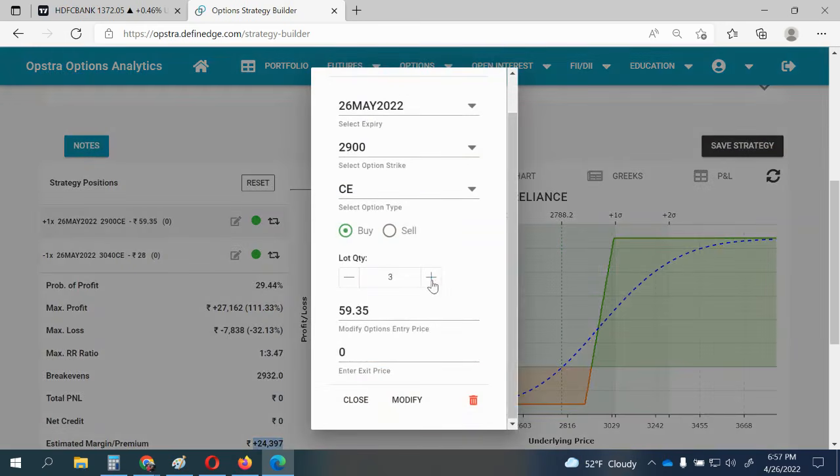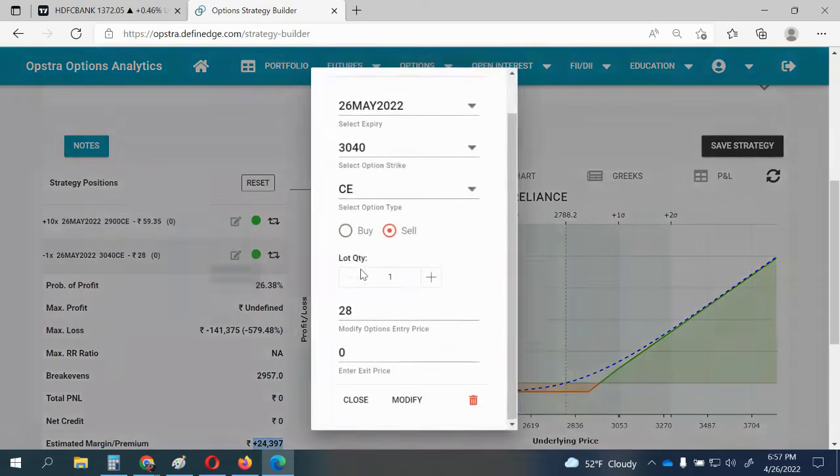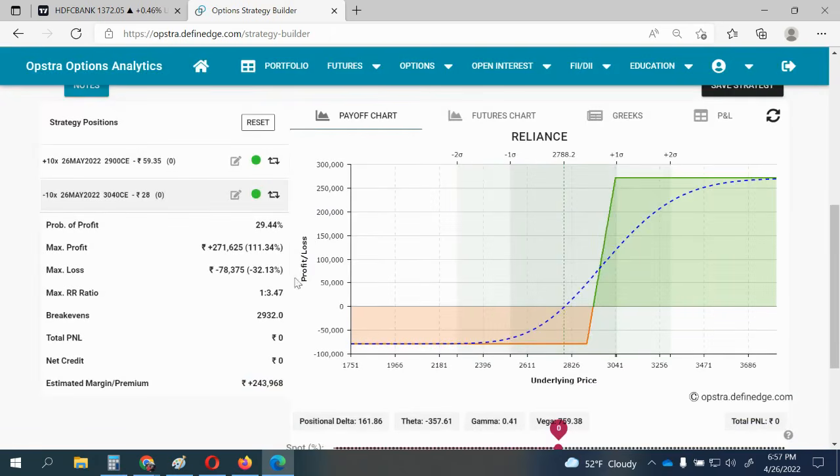Okay, let's say you are trading with 10 lots. If you are very comfortable with your price action, people will go for 10 lots. See the magic. On a capital of 2,43,000, you have the potential of 2,71,000 in profit. Just think about it.